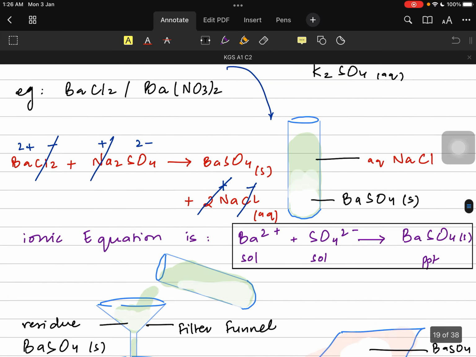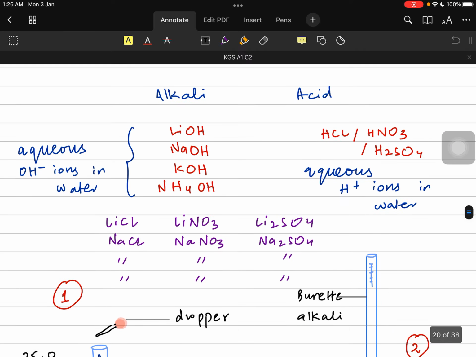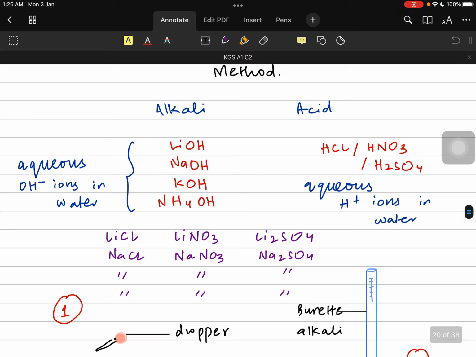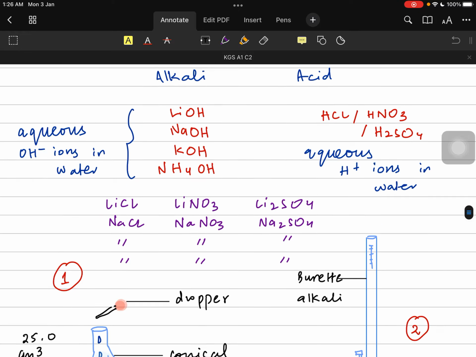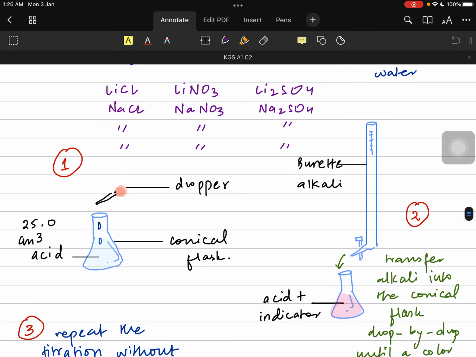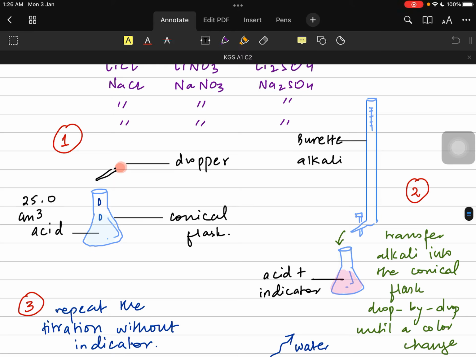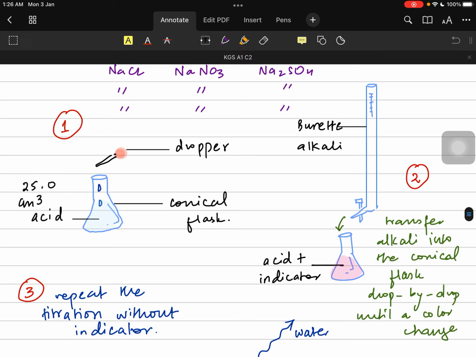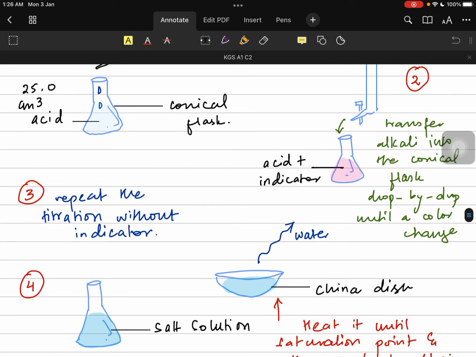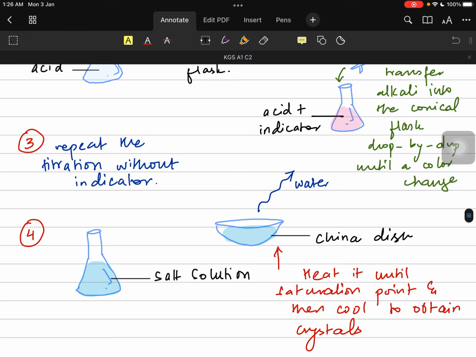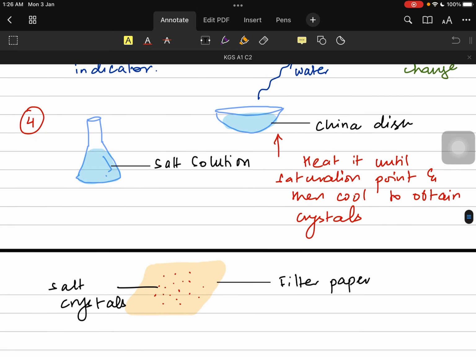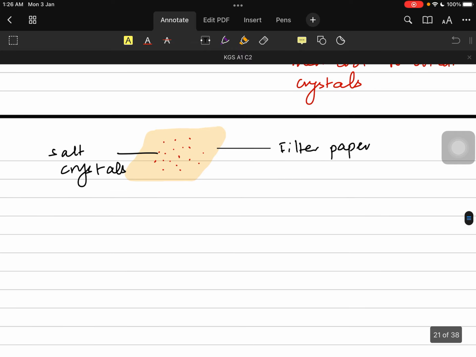And then we saw that in titration method we use an alkali, which is either lithium hydroxide, sodium hydroxide, potassium hydroxide, or ammonium hydroxide, and we titrate it with an acid. The acid goes into the conical flask, you add indicator with it, then you titrate it with the suitable alkali depending on the salt you need, and then once the titration is done you repeat it, but this time without the indicator. Then you get the salt solution, which you heat until the saturation point, then it gets cooled, you get the crystals, and then you dry them using a filter paper.